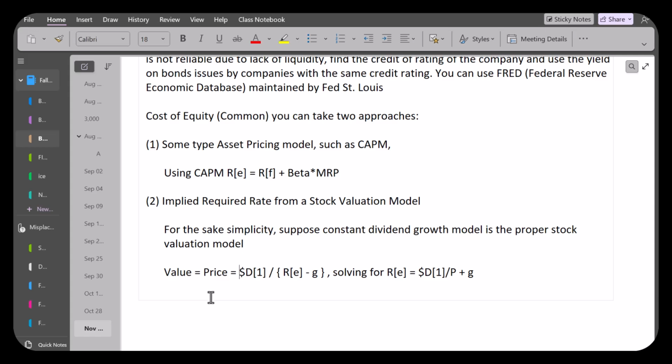And if you have more than two equally trustable methods, remember these are estimates. Suppose this constant dividend growth model is appropriate. That gives me one estimate. On the other hand, I could also get another number using CAPM. That's another estimate.